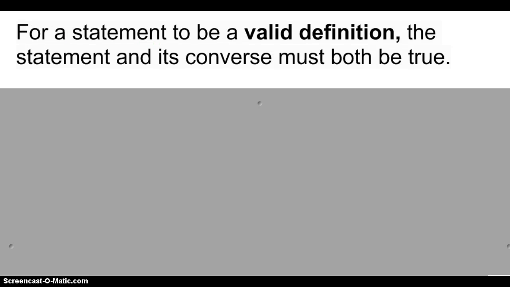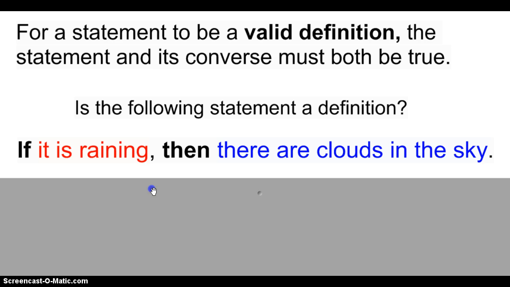The last thing we need to understand from this section, chapter 2, section 2, is that for a statement to be a valid definition, the original conditional and its converse must both be true. For example, if it's raining, then there are clouds in the sky. Don't overthink this. Clouds cause rain, so if it is raining, there are definitely clouds in the sky. That is an absolutely true statement.